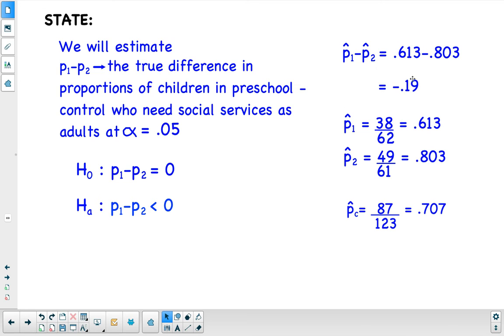Here's our statistic. So we observed a 19% difference.